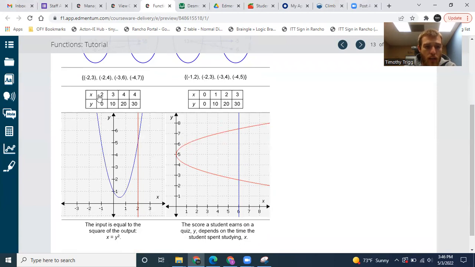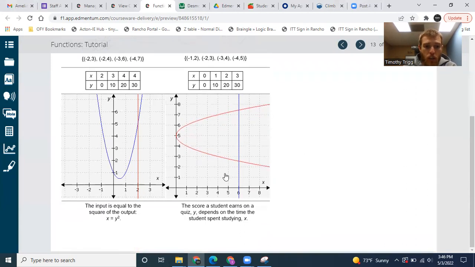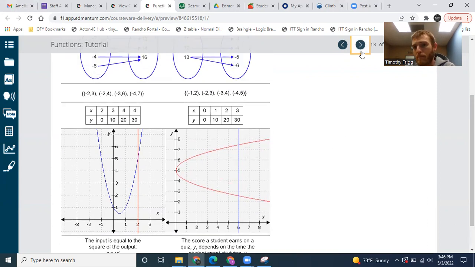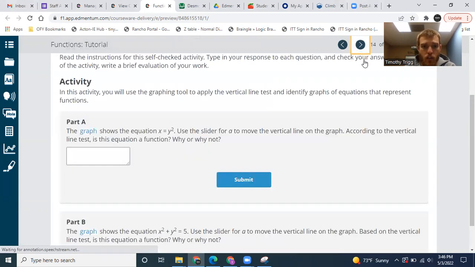Similarly, this one is not a function. Again, 4 is repeated here, right? With 2 different outputs. Input of 4, output 20, input 4, output 30. So this is not a function. And when you look at the graphs, this one is not a function. You can see an input of 6 has 2 different outputs, right? You see an input of 6 has an output here and here. So that double output means that it's not a function, okay?